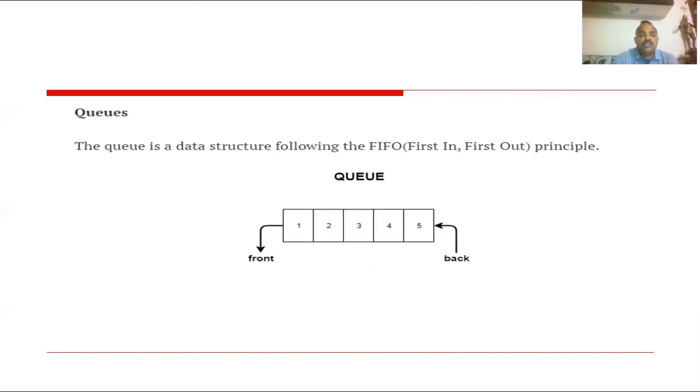Then the next one is queue. A queue is also known as a linear data structure. Here it is first in first out: whoever enters the queue first is removed first. That's why in the queue there are also two operations, insert and delete. Clear? A queue is also a linear data structure.